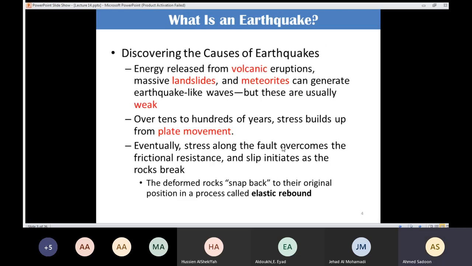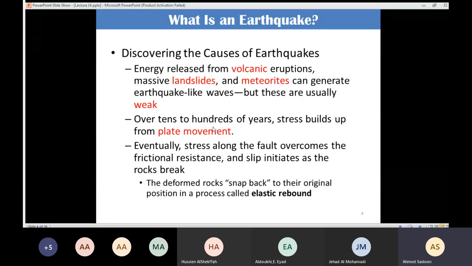Earthquake-like waves could also be generated by volcanic eruptions, massive landslides, or meteorites. But we need to know that these are usually weak. So volcanic eruptions, massive landslides, and meteorites can generate earthquake-like waves, the same as in the faults. But normally, those movements are weak.